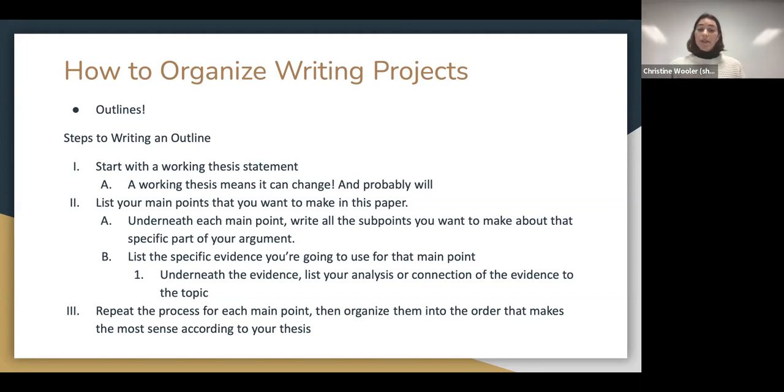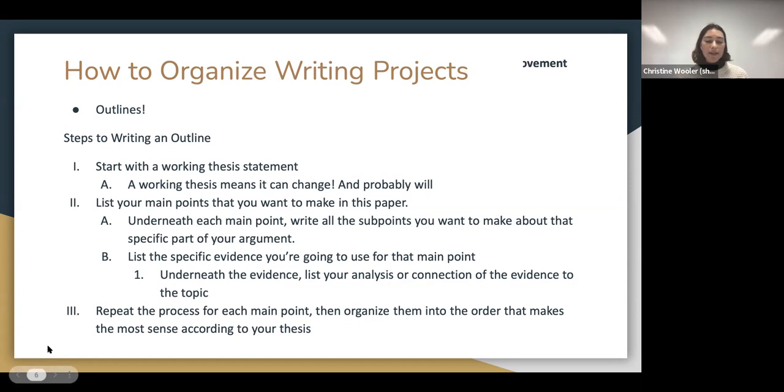And so repeat that process for each of your main points. And then once you have main points, subpoints, evidence, analysis, all of that bullet point, again, doesn't need to be full sentences, just bullet points. Once you have all of that, you can organize them into an order that makes sense for your argument. So that's the basics of how to write an outline.